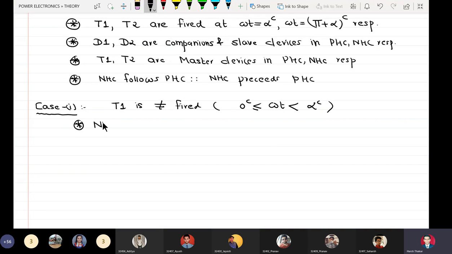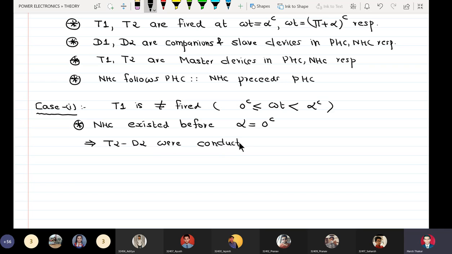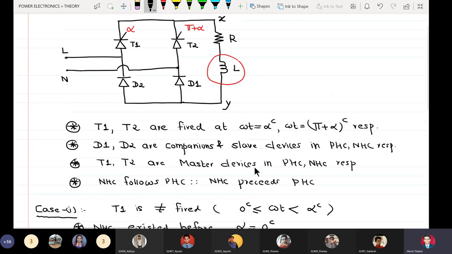that negative half cycle existed before alpha equal to 0 radians, wherein T2, D2 were conducting. Okay, this is something kind of a reverse engineering analysis. So we never actually consider in circuit analysis negative half cycle before positive half cycle, but because there is an inductor here, we are doing that. Okay, so this is a little different.